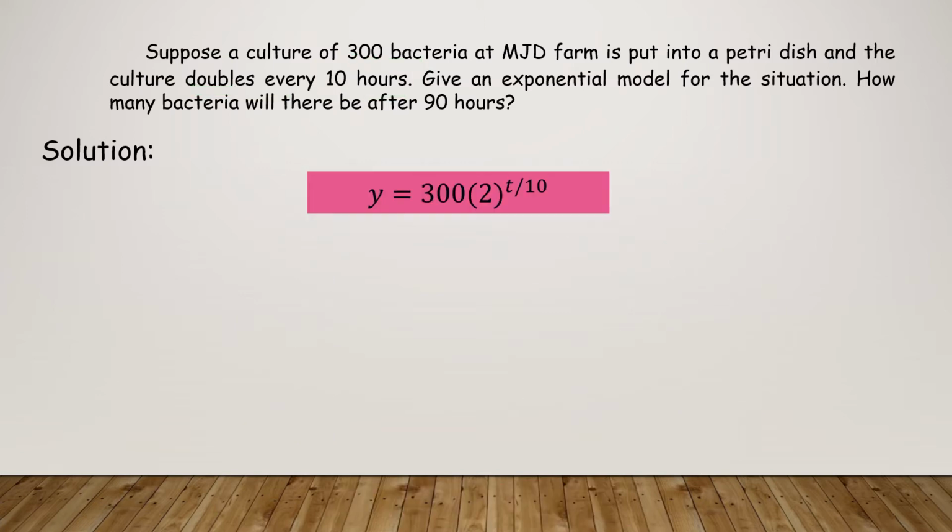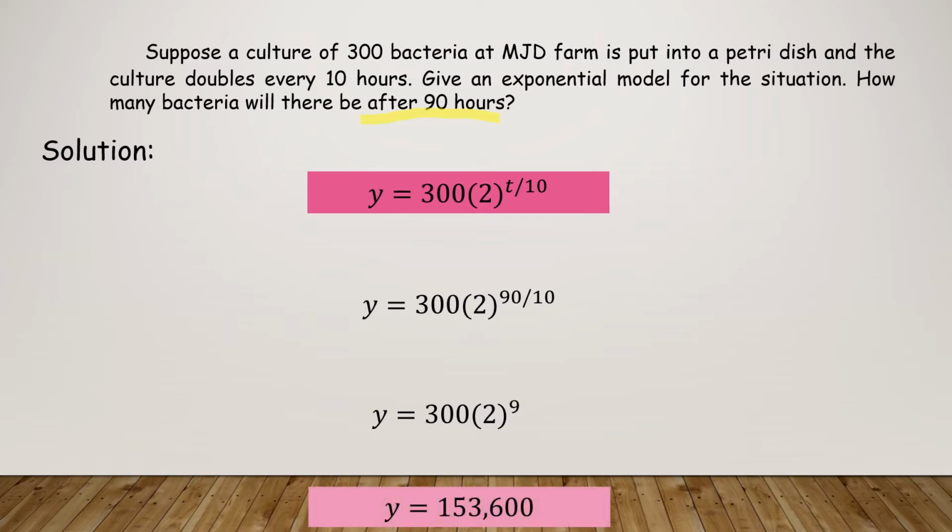So, ngayon hahanapin natin kung ilang bacteria ba meron after 90 hours. So, using the model, yung function na nakuha natin kanina, substitute lamang natin yung 90 sa ating t. Therefore, we have y is equal to 300 times 2 raised to 90 over 10, and that is y is equal to 300 times 2 raised to 9. Therefore, the number of bacteria will be 153,600.